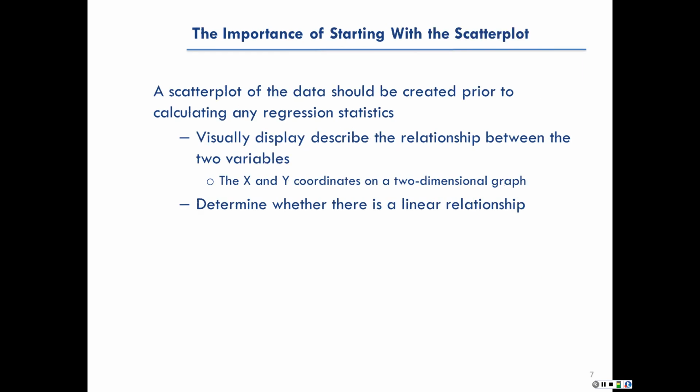The first thing you want to do, as we did in the unit on association, is start with a scatter plot. This should be created prior to calculating any regression statistics. It's very easy to create in Excel, and it visually displays the relationship between the two variables, as we saw on the previous slide, the x and y coordinates on a two-dimensional graph. This really enables us from the get-go to determine whether we think a linear relationship actually exists. If there is no linear relationship in the data, then we're not going to be able to use linear regression.